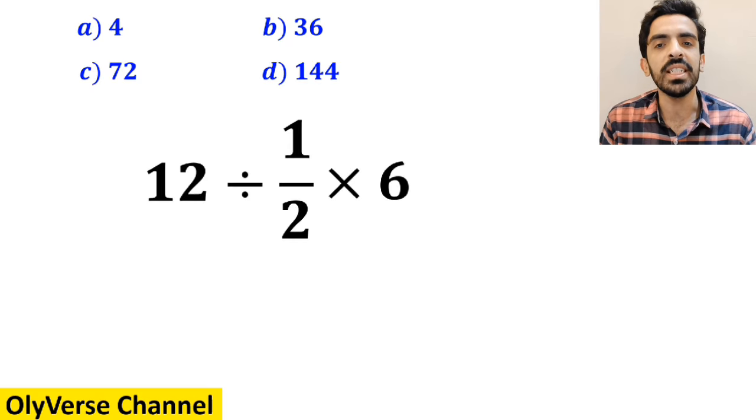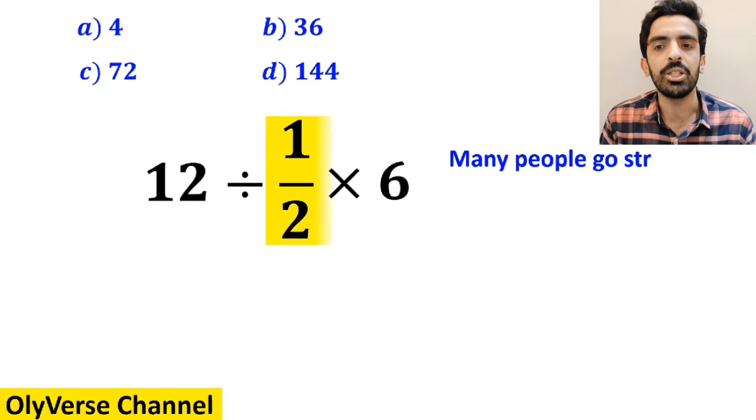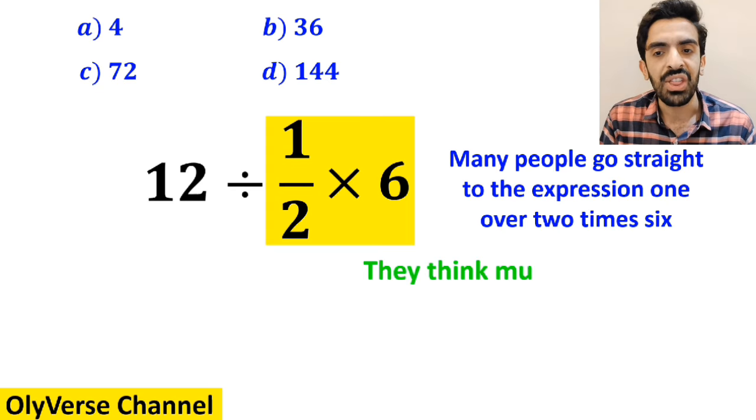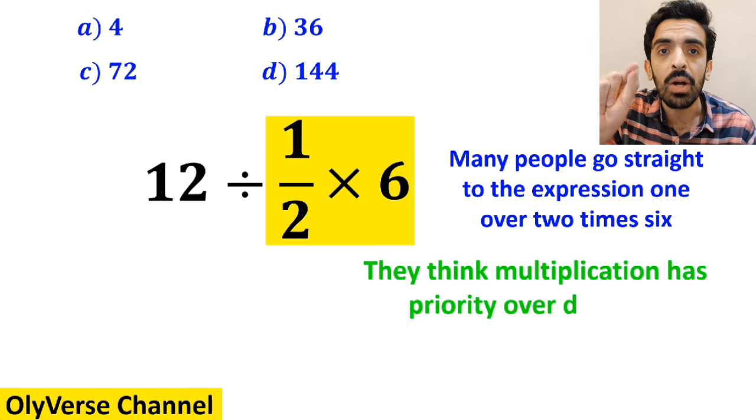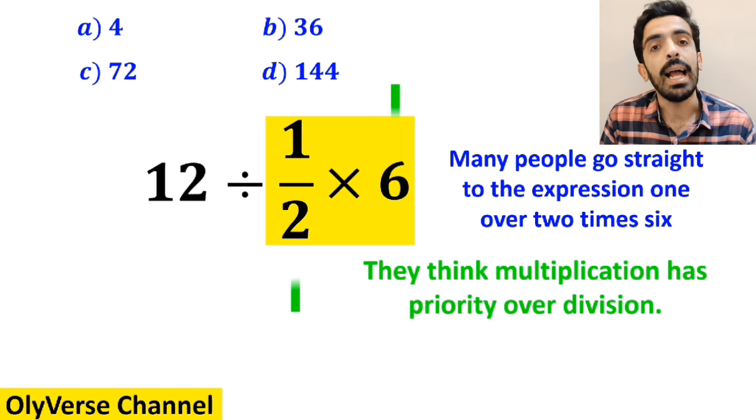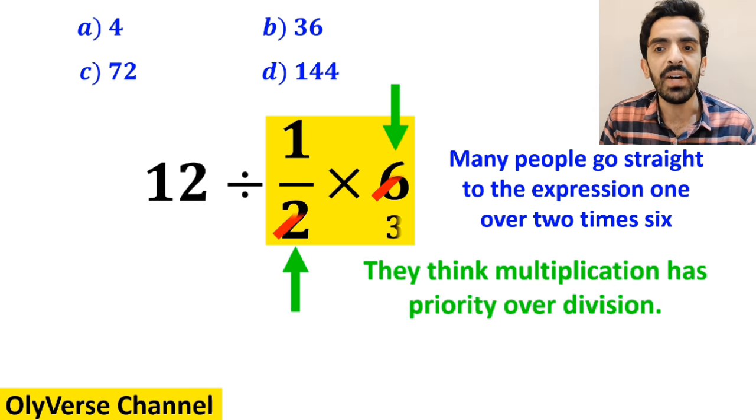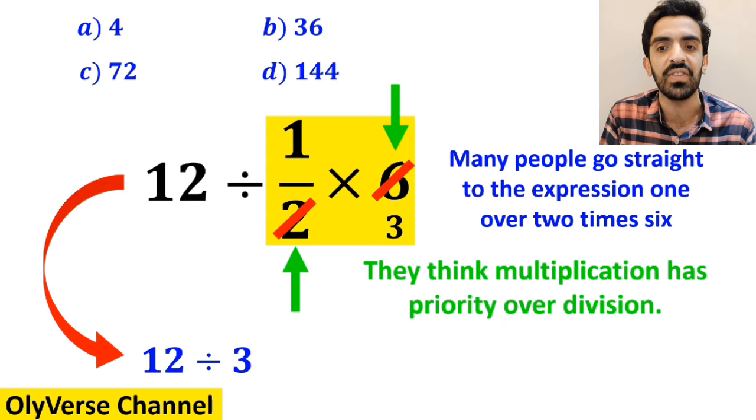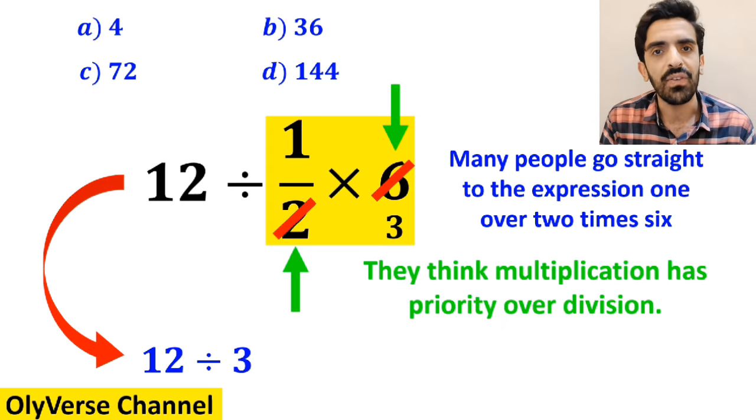At the beginning of solving this question, many people go straight to the expression 1 over 2 multiplied by 6, which I have highlighted in yellow, because they think multiplication has priority over division. And they say it's easy to simplify the 6 with the 2 in the denominator and write this expression as 12 divided by 3, which finally gives them the answer 4.